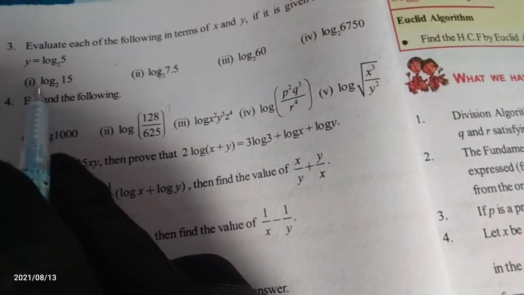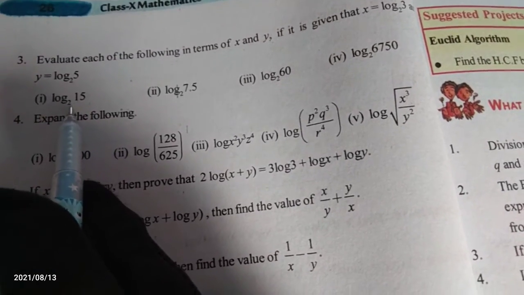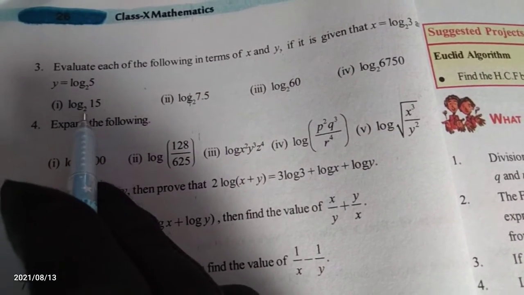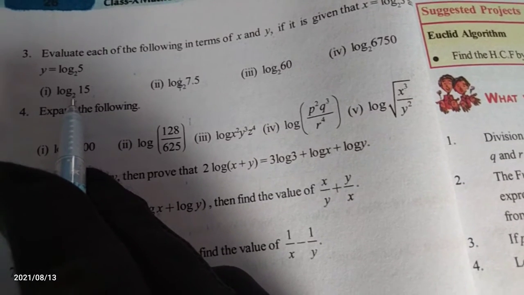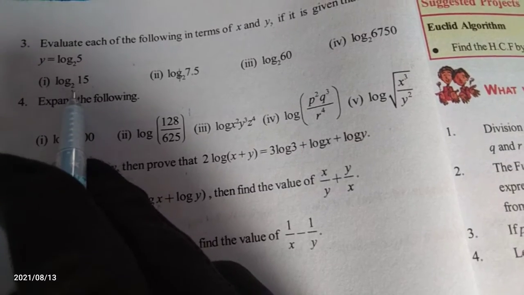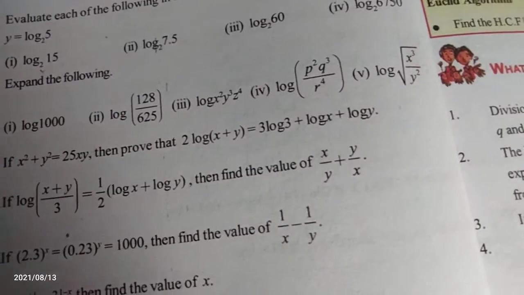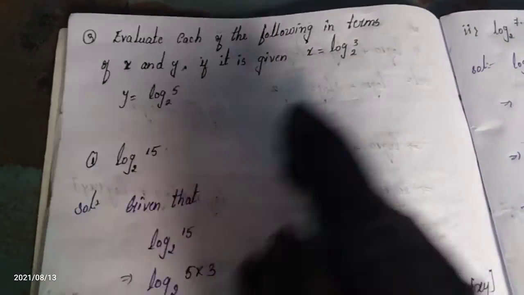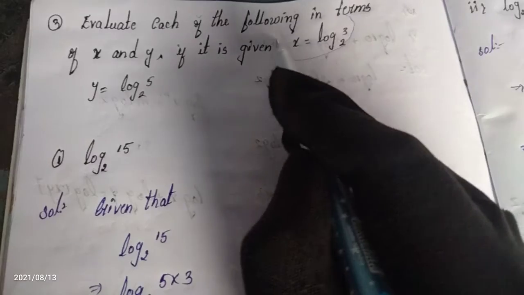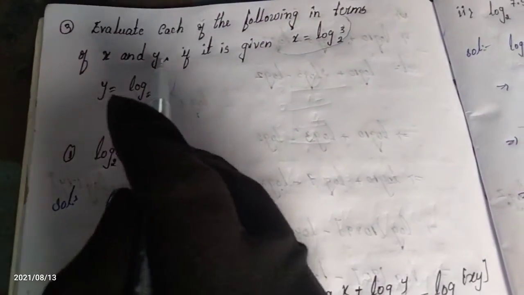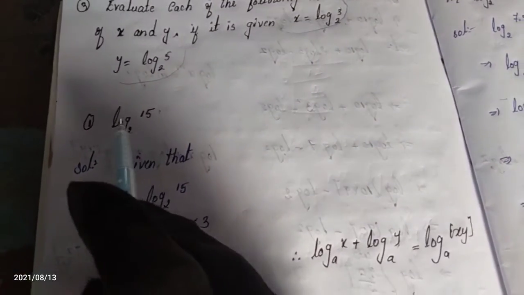Let's see what the first question is. Log 15 to the base 2. The x value and y value are given. With the help of those values we are converting this term in terms of x and y. The first question is log 15 to the base 2. What is the x value? The x value is log 3 to the base 2 and the y value is log 5 to the base 2. What is our question? The first question is log 15 to the base 2.